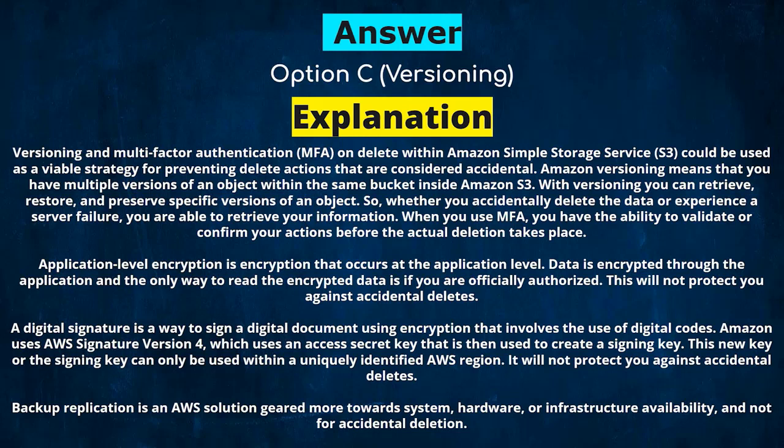This will not protect you against accidental deletes. A digital signature is a way to sign a digital document using encryption that involves the use of digital codes. Amazon uses AWS Signature version 4, which uses an access secret key that is then used to create a signing key. This new key or the signing key can only be used within a uniquely identified AWS region. It will not protect you against accidental deletes. Backup replication is an AWS solution geared more towards system, hardware, or infrastructure availability and not for accidental deletion.